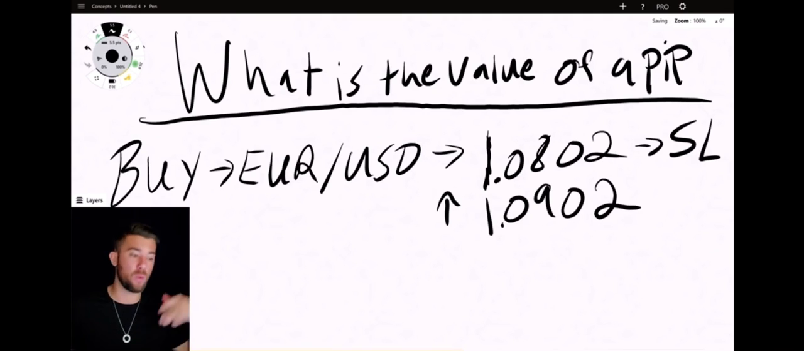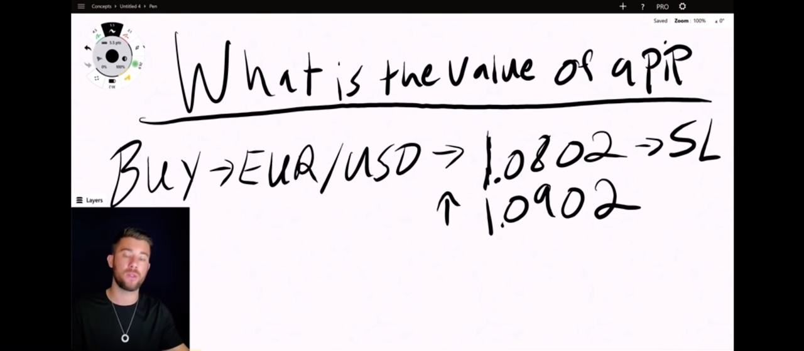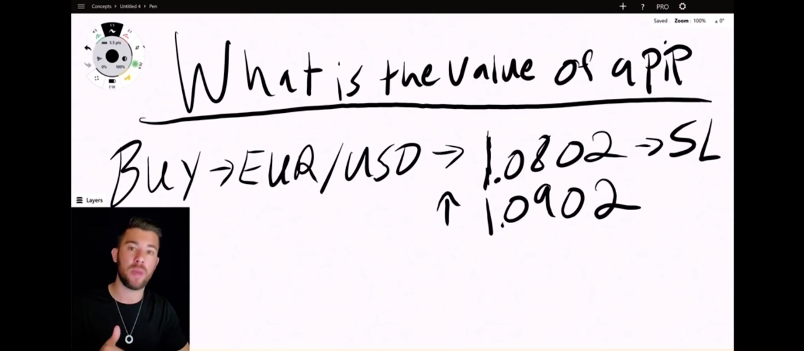Going up, we wanted the market to go up, and we take profit at 1.0902. How much money did we make? See if you can calculate how much money we made based on this trade. Remember, a standard lot is 100,000 units of currency, and with that 100,000 units of currency, on any pairs ending in USD, we're making and losing exactly $10. The value of a pip is exactly $10.